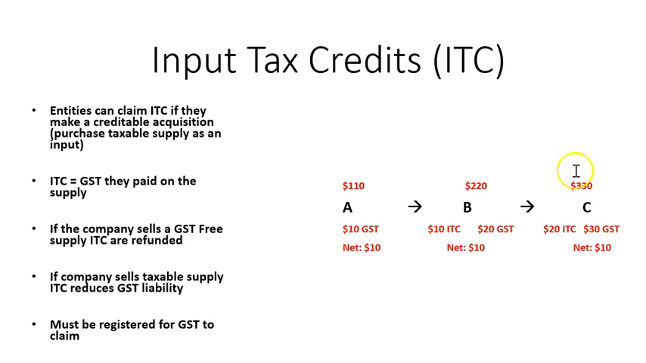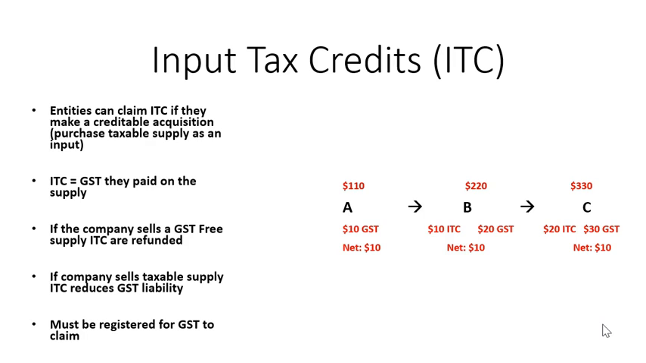So you can see here in the end that company C collected $30 GST, and the way it's worked out is that company A will pay $10 to the tax office in GST, company B will pay $10 as well, and company C will pay $10. So the total $30 GST is received by the tax office, but it's received from all the different entities in different proportions to the amount that they paid and to what they then charged.